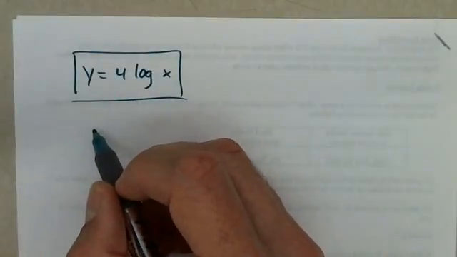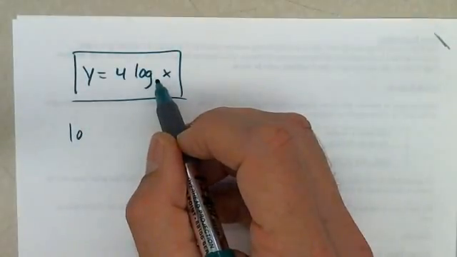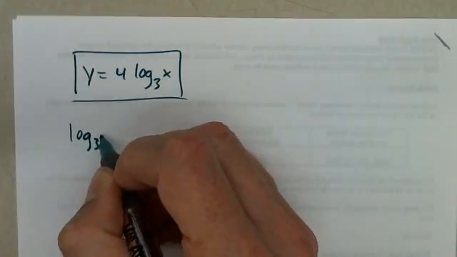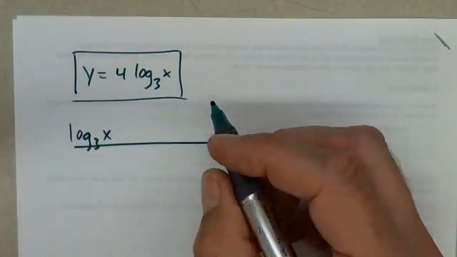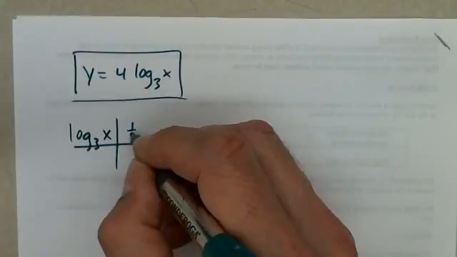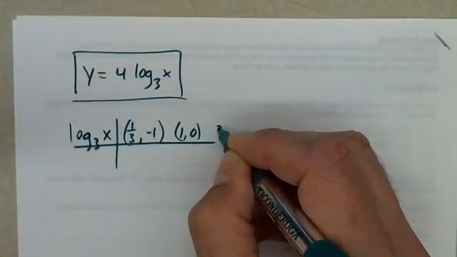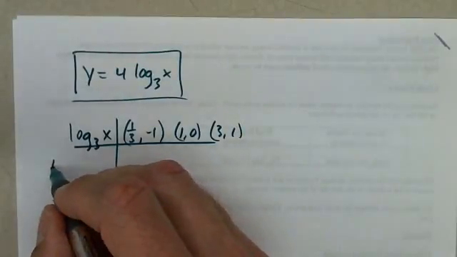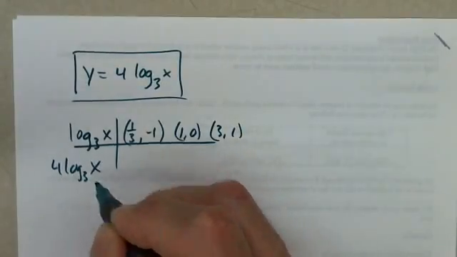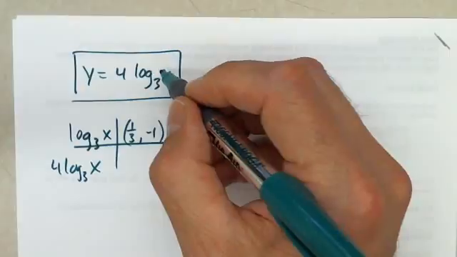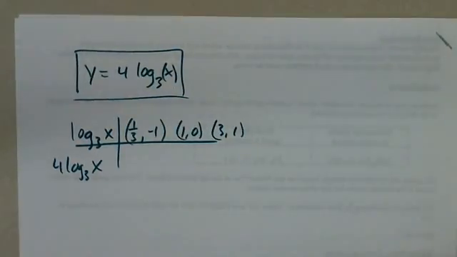Okay, pause and try that one. No, sorry, log base 3. So 4 is outside. If we put parentheses, that's where they would go. So 4 is outside, that's vertical, and we multiply the y values by 4.